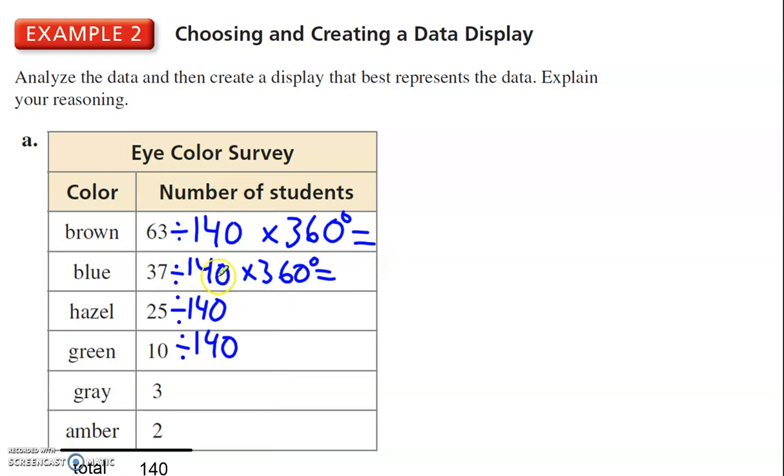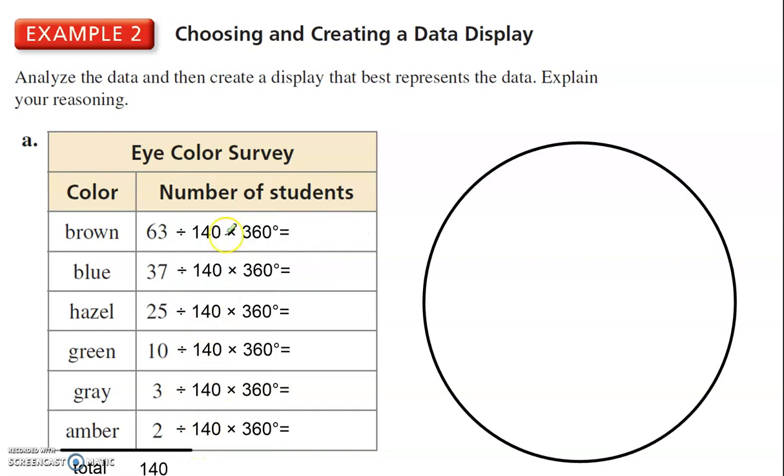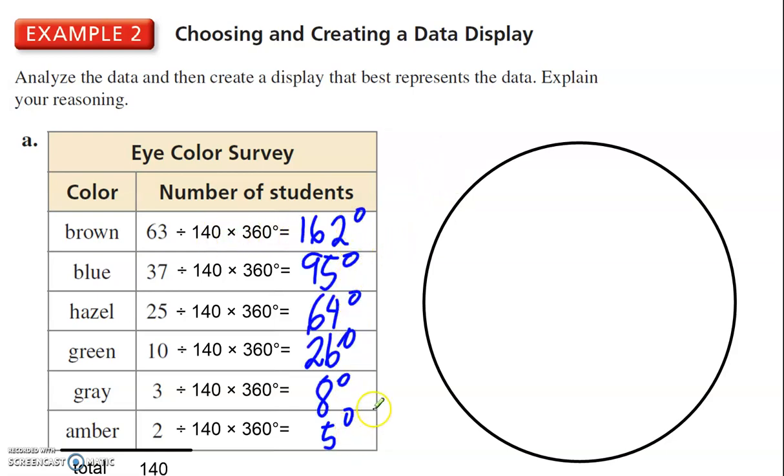All right, dividing by 140, multiplying by 360. Hopefully you've filled in that chart now. Okay, divided all of these by 140 and then multiplied by 360. That gives you your angle. Make yourself a little circle, put a little cup on there and draw around it if you don't have a compass. All right, and then here, these are the angles you should have gotten.